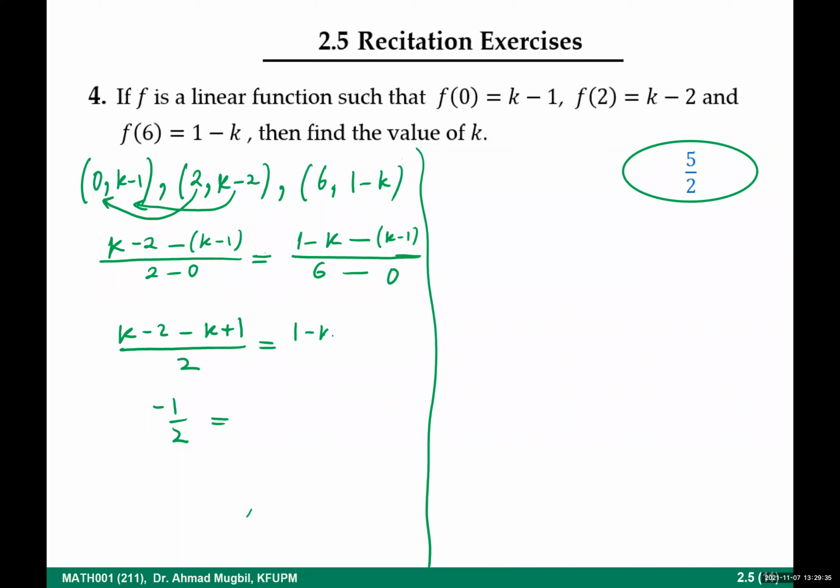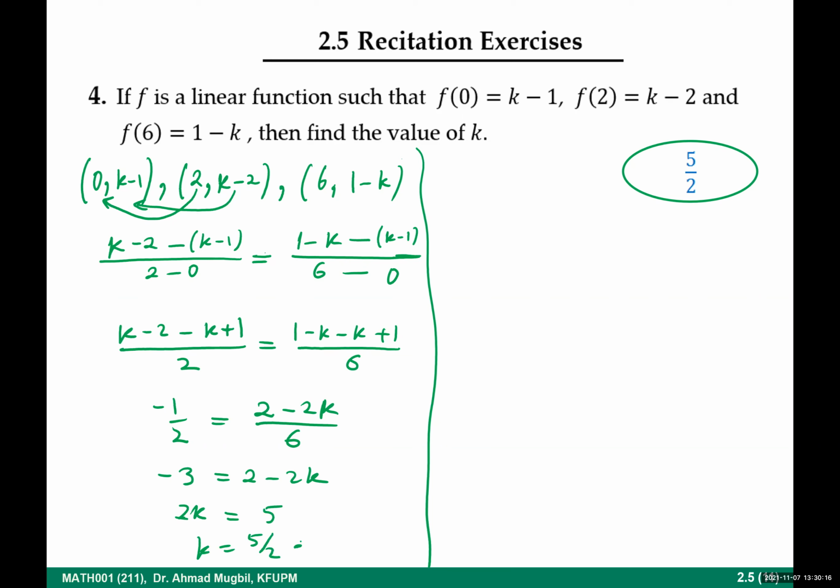So here we will have 1 minus K plus 1 over 6. This is 1 plus 1, which is 2. Negative K, it is negative 2K over 6. Now you have one equation with one variable, which is K. So you need to solve it for K. You will multiply both sides by 6, and you will get negative 3 equals 2 minus 2K. Is that right? Yes. Now move 2K to here. It will be 5, because you will also add 3 to both sides. K equals 5 over 2.